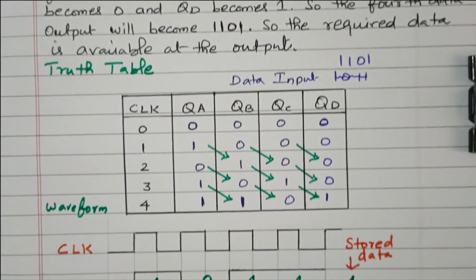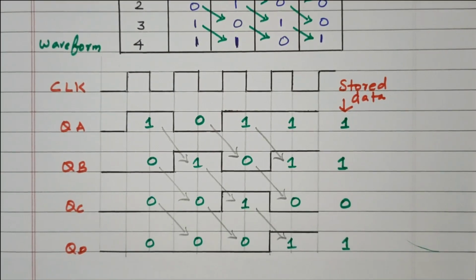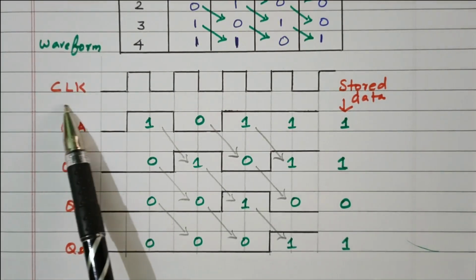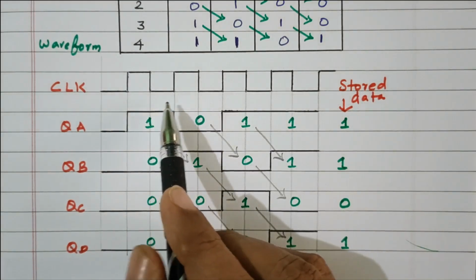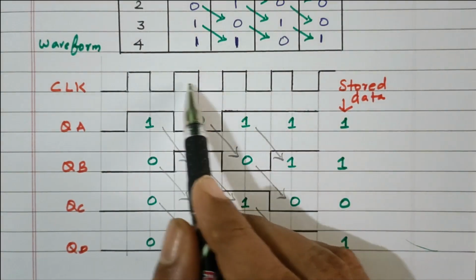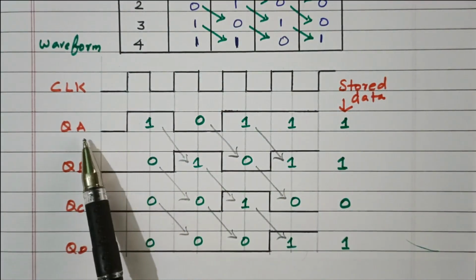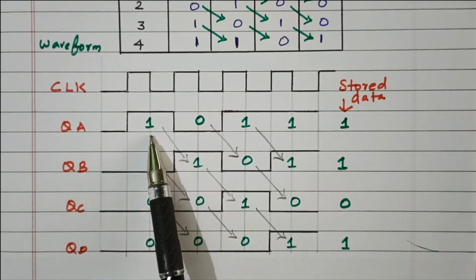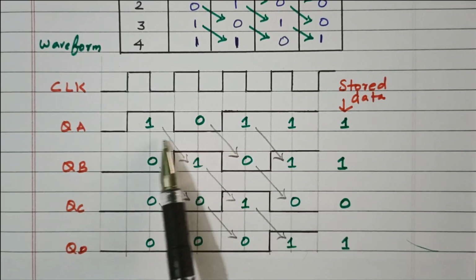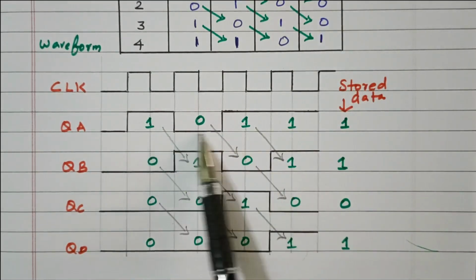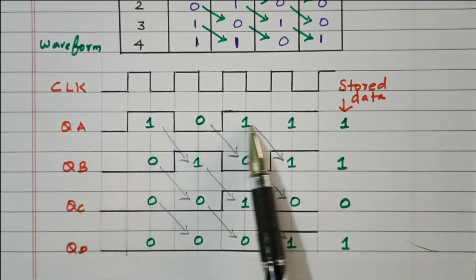Now we'll see the waveform: the clock pulse along with the 4 different outputs. We are applying the 4 clock pulses, 1, 2, 3, 4. Initially all are 0. The data we need to transfer is 1, 0, 1, 1 starting from the LSB. First 1 is applied, so it becomes 1, 0, 0, 0.